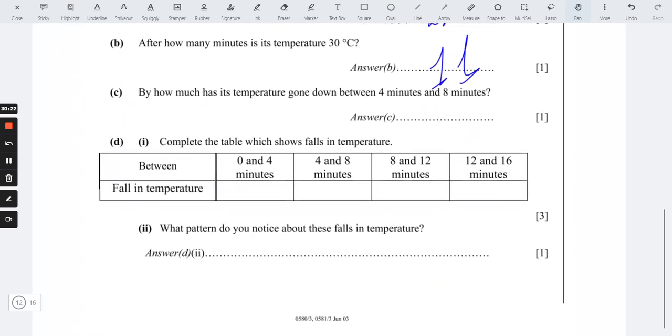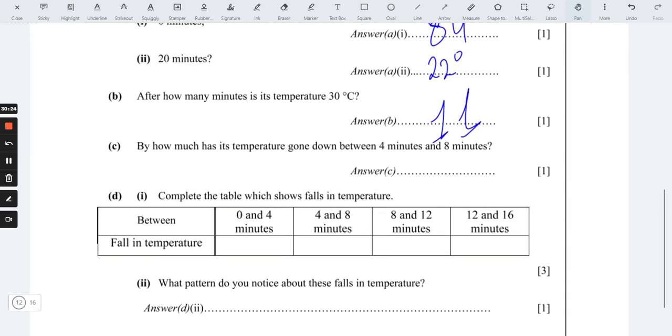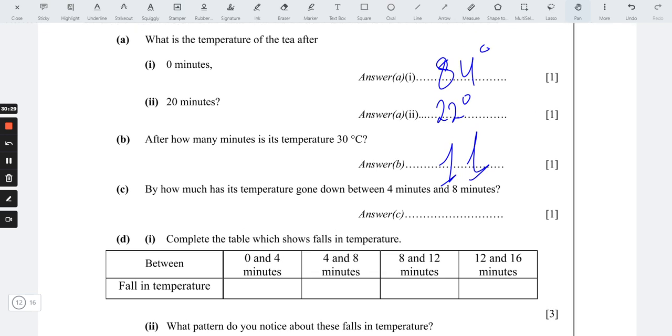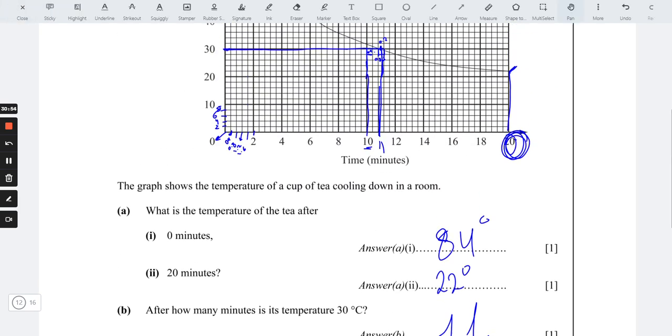Now, by how much has its temperature gone down between 4 minutes and 8 minutes? At 4 minutes, it's 52. At 8 minutes, it is 36. So 52 minus 36. The idea is easy here.